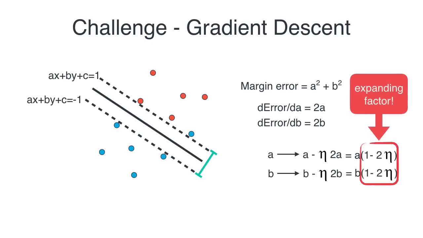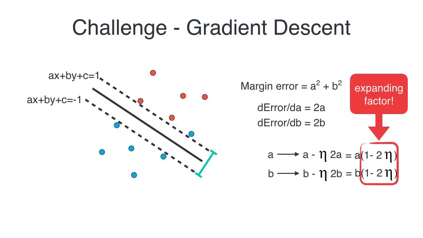This is exactly the expanding factor, because what we're doing is multiplying a by a number that is close to 1. Remember that we multiplied a and b by 0.99? This one here is a 0.99 because if we take eta to be a small number, then we're multiplying a by a number that is very, very close to 1, because if eta is small, then 1 minus 2 eta is very close to 1. So that is exactly the expanding step. So the expanding step is coming from gradient descent and using the regularization step.